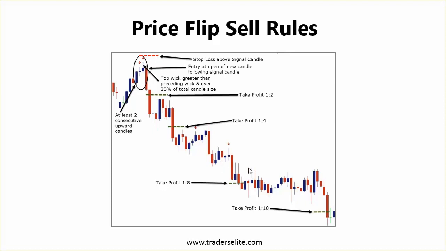And then once again, we've got targets here. 1 to 2 is what I personally like to look for on any trade. But it's up to you. You can set it at 1 to 1, or you can trail the trade. Whatever you do, particularly if you're going for those bigger targets, I always suggest that you lock in profits as you go.